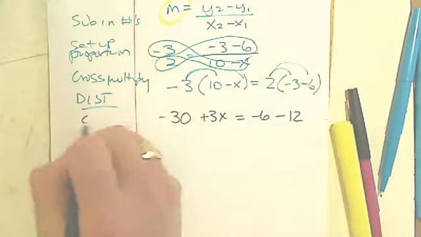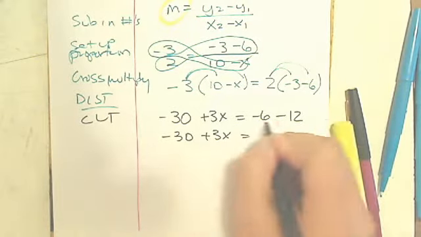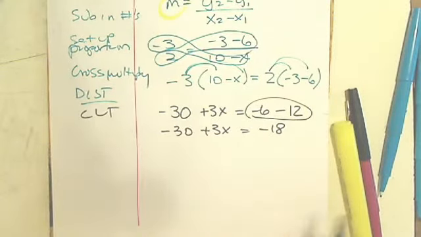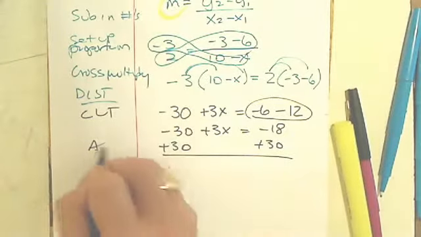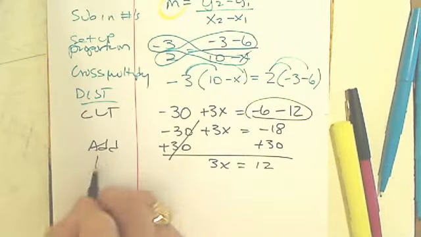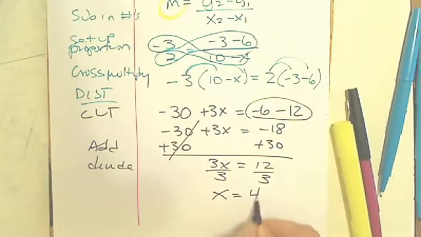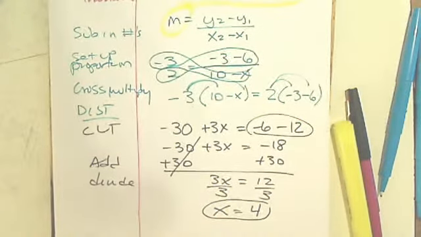And then here you combine like terms. Negative 30 plus 3x equals negative 18. Questions on how I got this line? No. Two more steps. Add 30 to both sides. 3x equals 12. Divide by 3. x is 4. That is the value of x.